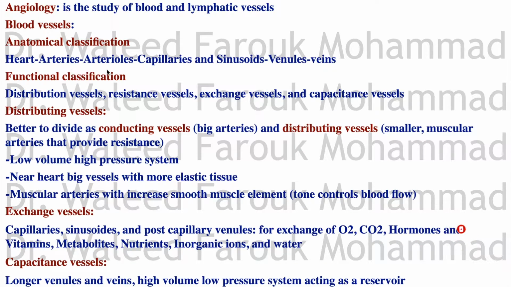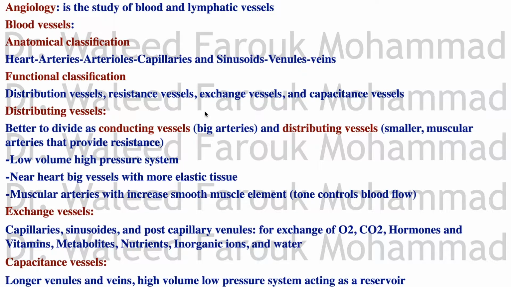As you go down to the capillaries, you lose elastic tissue and gain muscular tissue, because the arterioles provide the main control of the blood pressure in the body. Functional classification of the cardiovascular system: you can classify the vessels into distributing vessels, resistance vessels, exchange vessels, and capacitance vessels. Distribution, resistance, exchange, and capacitance.